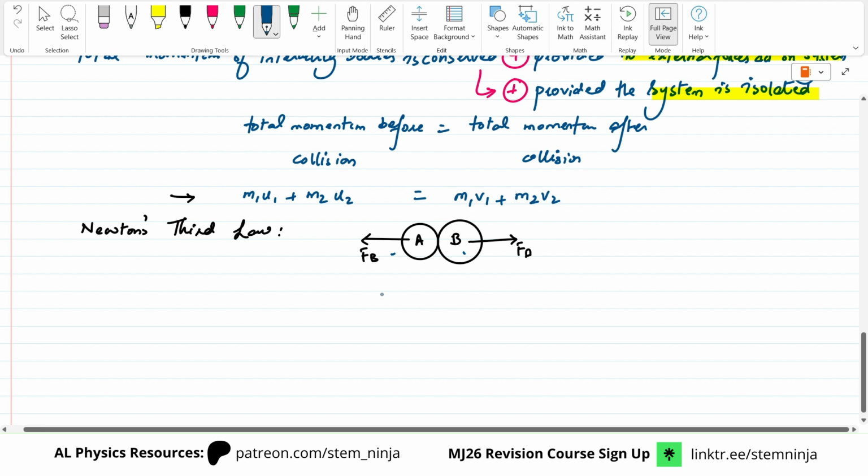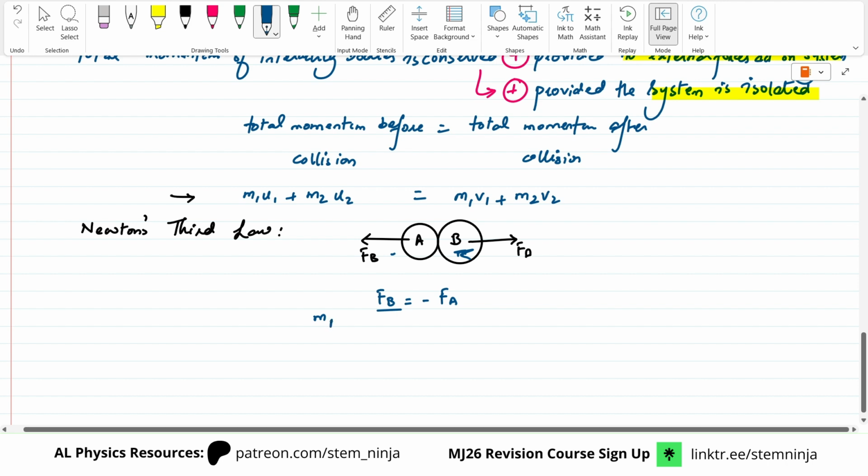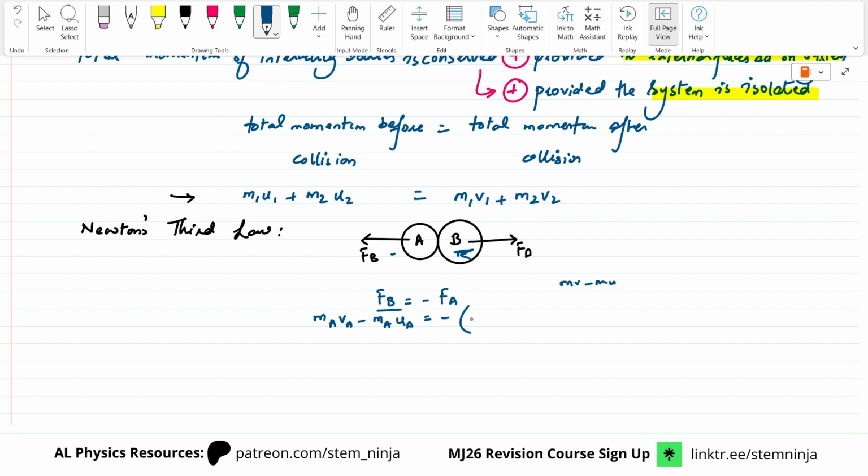Let me write it this way. F_B equals minus F_A. Either way, it's going to be the same. So force B is causing a change in momentum for A. That means m_A v_A minus m_A u_A equals minus, force A is causing a change in momentum for B, simply mv minus mu, we already saw that above, so m_B v_B minus m_B u_B.